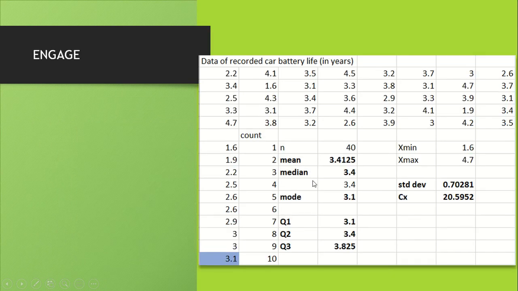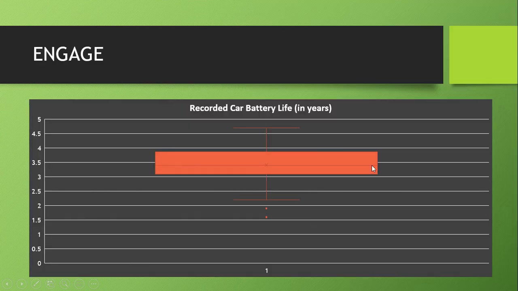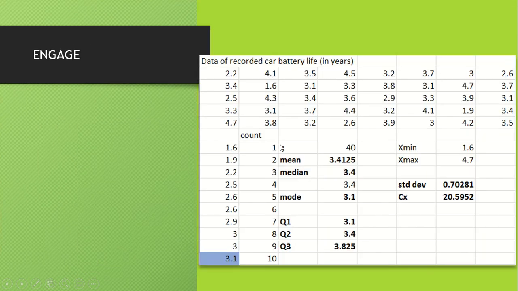Now, before I forget, this is the equivalent graph or box plot of our engage activity. Take note, we have outliers. We have two outliers. Then these are the mean, median, and mode. I used Excel to calculate this, but again, you have to show your solution manually.